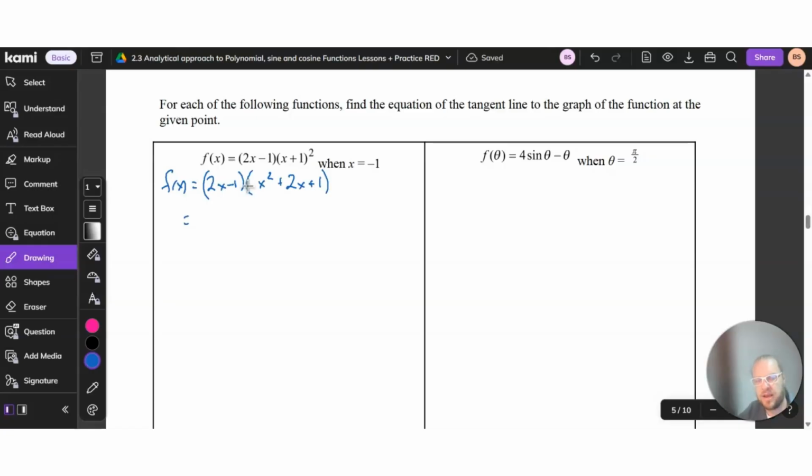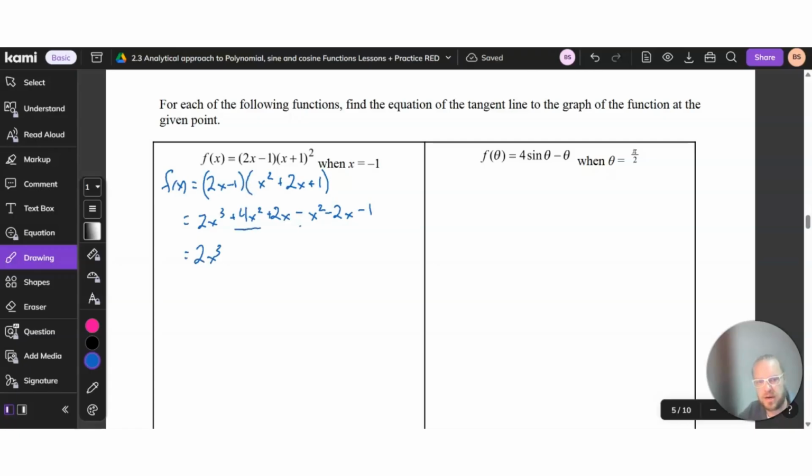Then I'm going to go ahead and distribute that all in, so 2x times everything gives me 2x cubed plus 4x squared plus 2x. Then I'm going to multiply the negative 1 into everything, so negative x squared minus 2x minus 1.